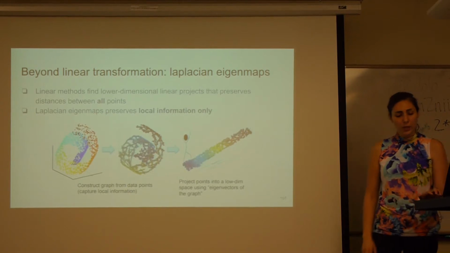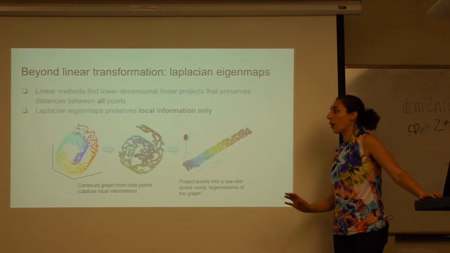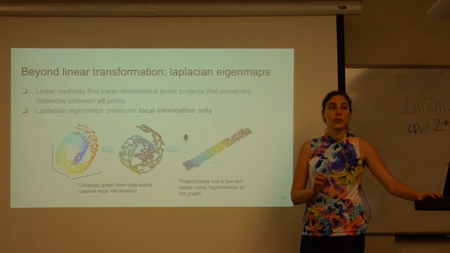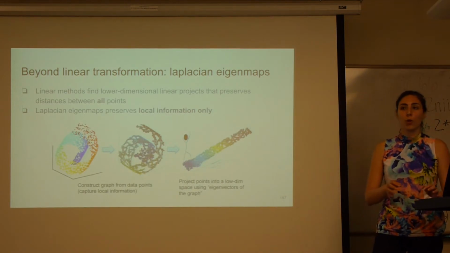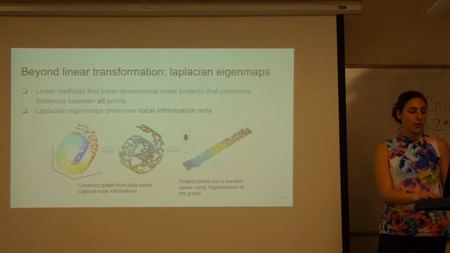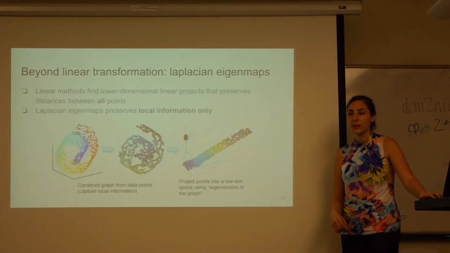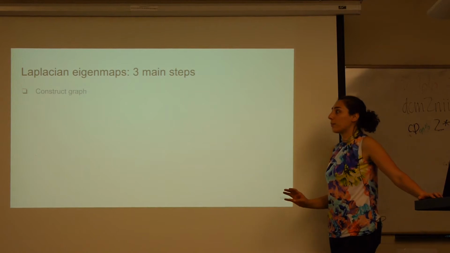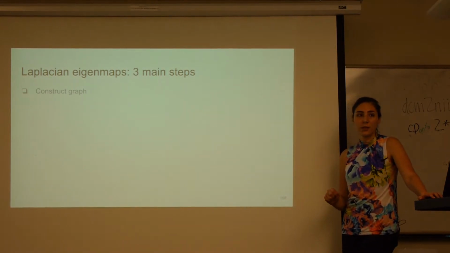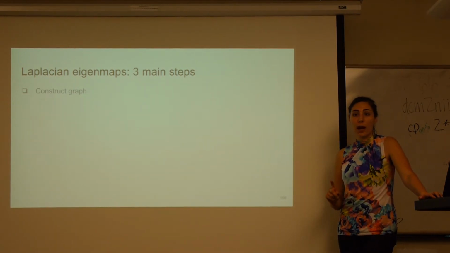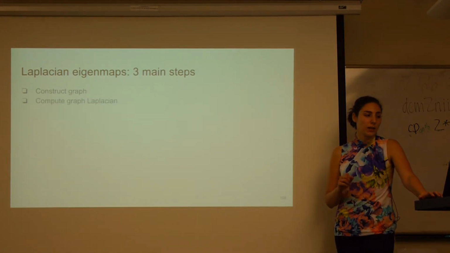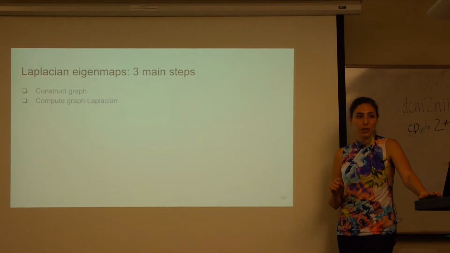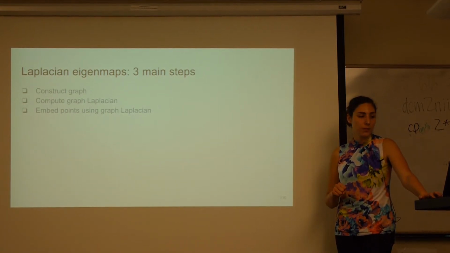Okay, so we'll go through this in not that much detail, but if you're interested, I can point you to documentation about this. It's also implemented by the scikit-learn module. We can read about it there. There are 3 steps to constructing the Laplacian eigenmaps. The first step is to construct a graph, and I'll explain a little bit how to do that. Then compute a graph Laplacian, and then embed the points using this graph Laplacian.